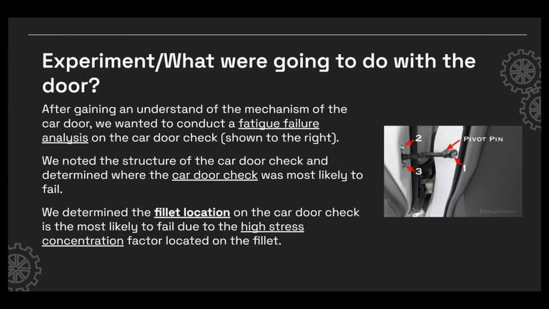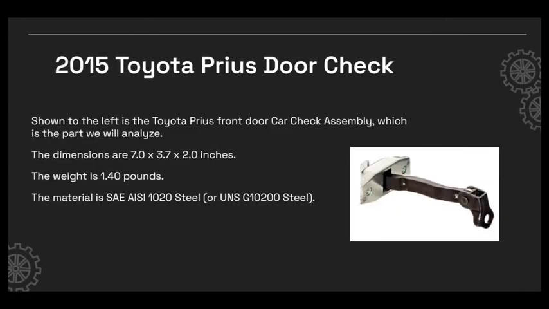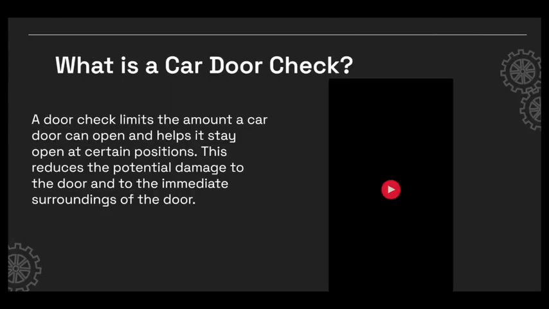We conducted a fatigue failure analysis on the car door check and determined where the car door check was most likely to fail, which was at the fillet location due to the high stress concentration factor. We decided to use a 2015 Toyota Prius car door check. A picture of it is shown to the right with its dimensions and weight. After researching, the material of the car door check is SAE AISI 1020 steel.